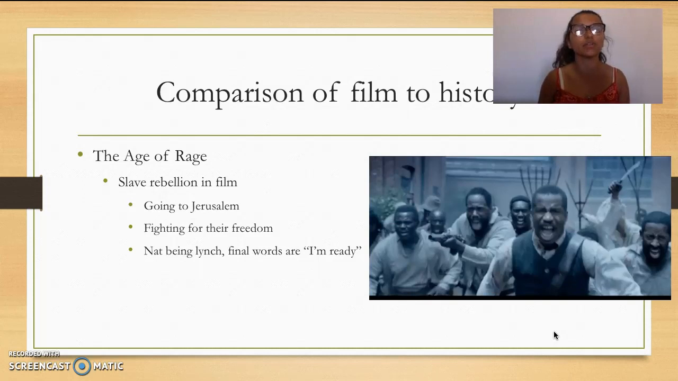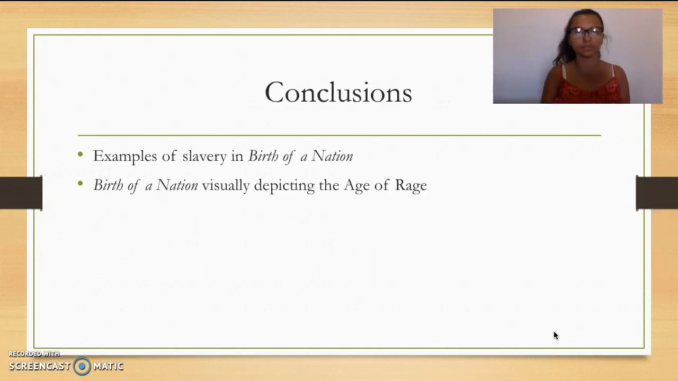The rebellion lasted around 2 days, and it wasn't completed; they were eventually stopped. Nat went into hiding, and eventually he was found and lynched for his crimes. His last words were, "I'm ready," which I think is really important because it shows that he wasn't scared or worried about what happened. He thought that what he did was right, and he thought that he was paving the way for progression and for other slaves to stand up for themselves.